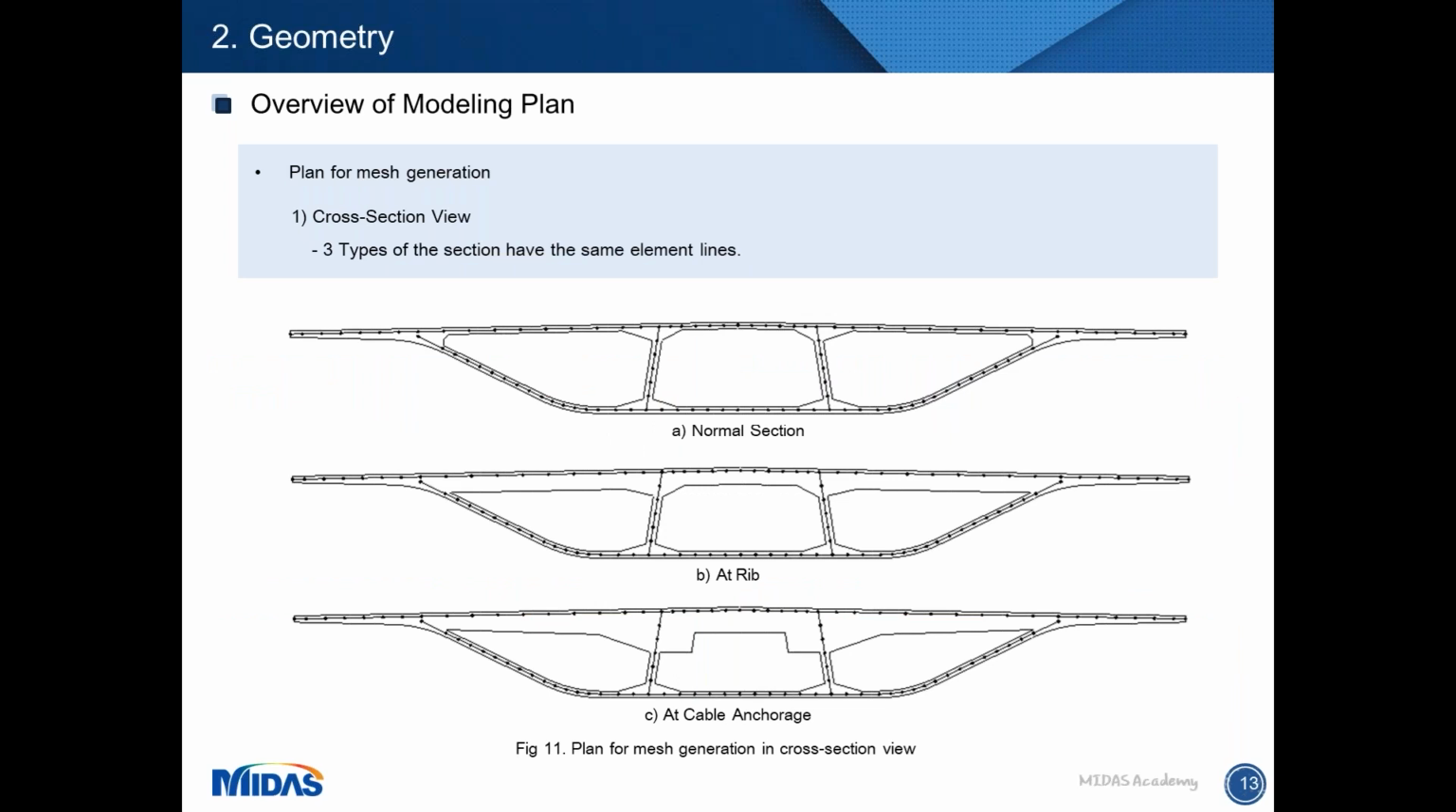So finally, I got the same element line for three types of Girder section. So as you can see, these are the same element lines.